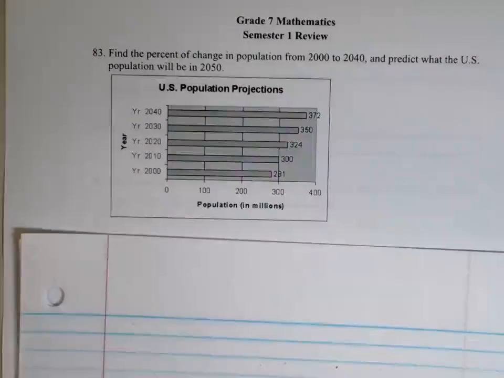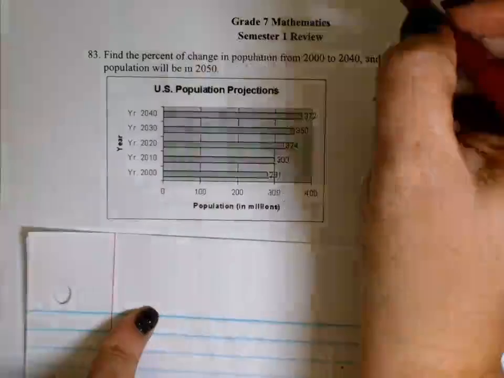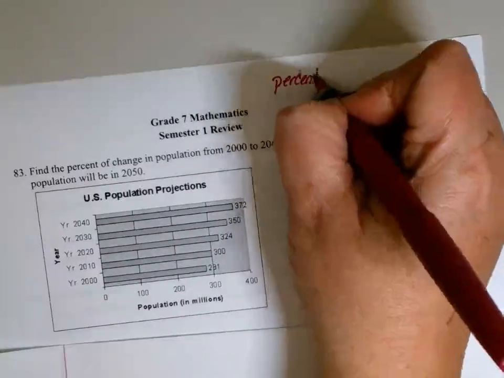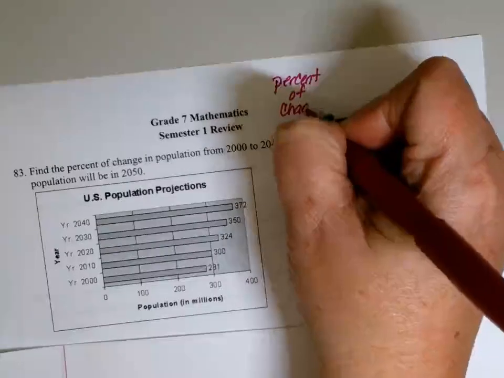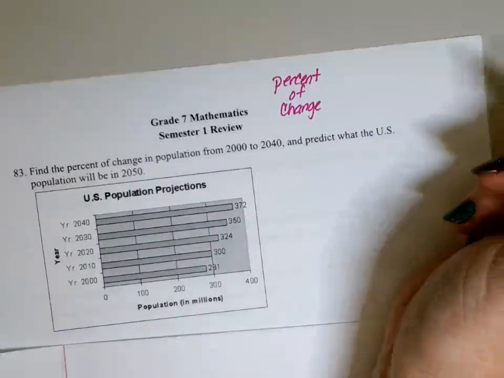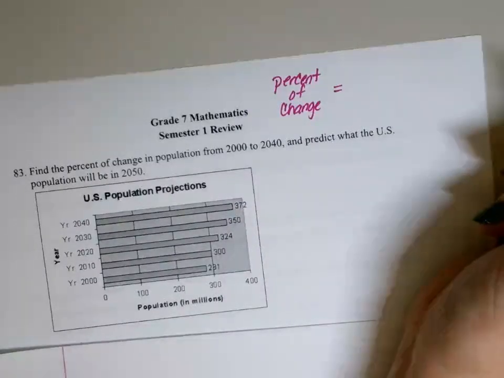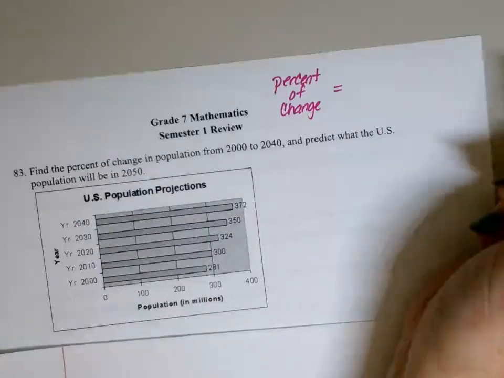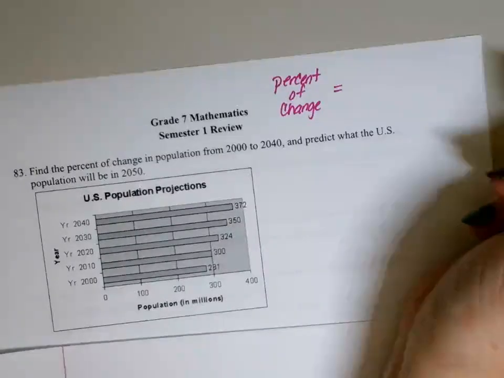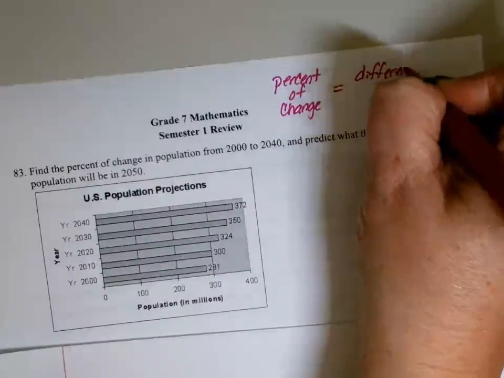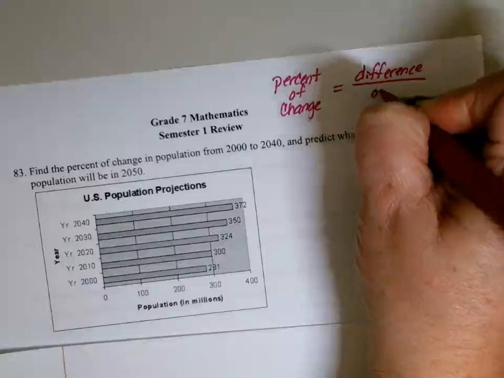All right, so those are 3 words. Tell me how to put them together. Percent of change. Then what? What about them? Percent of change equals what? Difference and original. That doesn't help me. Difference and original means difference plus original. Is that percent of change? Difference divided by original. Divided by original.